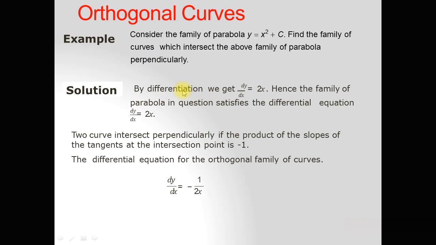So in this equation you see here, this is the differential equation of the first given family of curves. Now we take the slope of the tangent of the required orthogonal trajectory. For this purpose, taking the negative reciprocal of this differential equation, we obtain dy by dx is equal to minus 1 over 2x, and this is the differential equation of the required orthogonal family of curves.